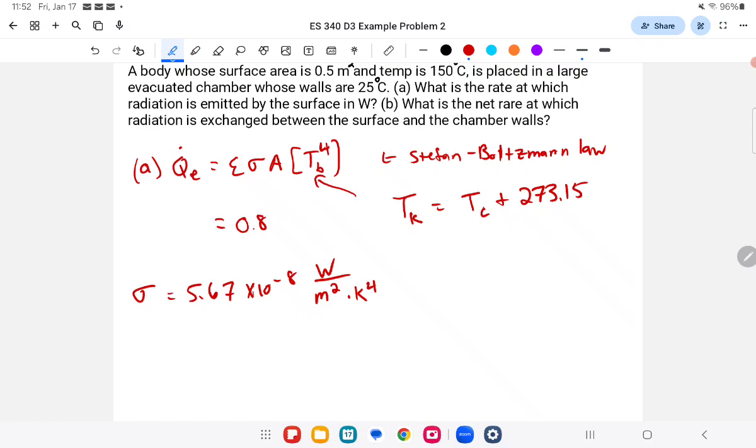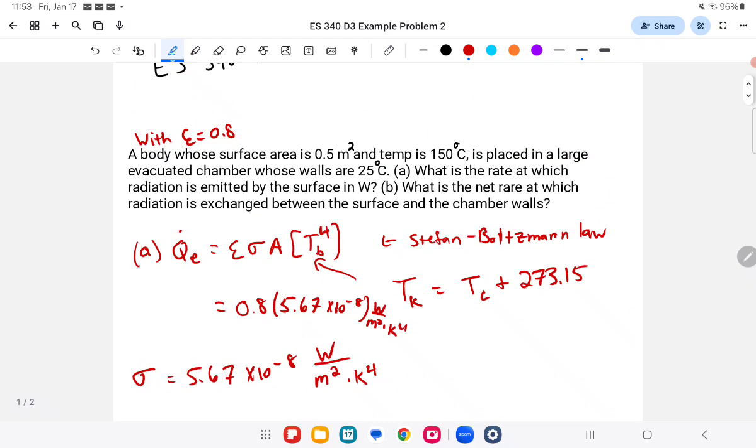Epsilon has no units, by the way. It's a unitless quantity. So times 5.67 times 10 to the negative 8th watts per meter squared times Kelvin to the fourth. The surface area was given as 0.5 meters squared, and notice this is in square meters, so we don't have to do any conversion. That's convenient. So 0.5 meters squared.